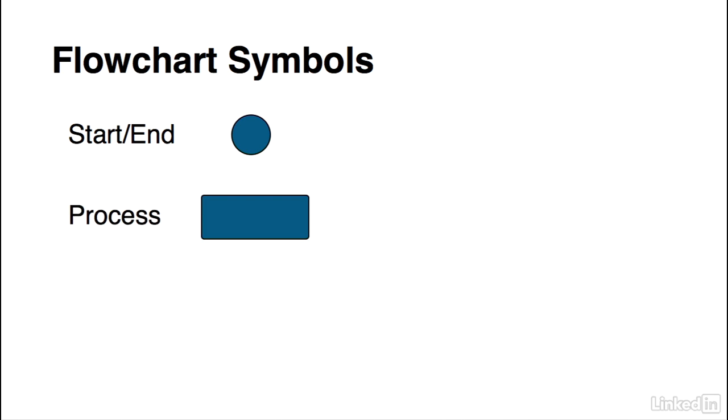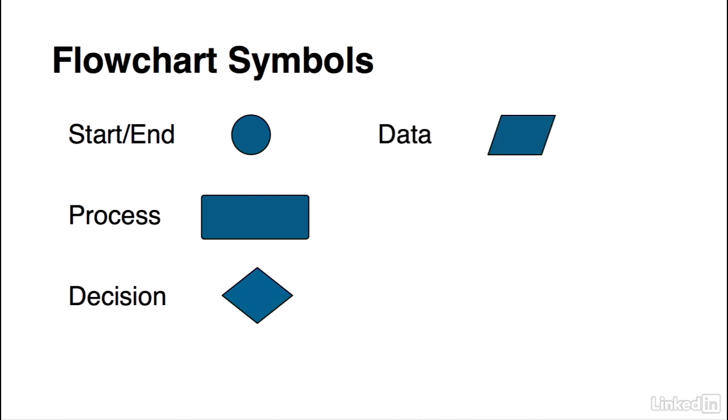Here are some of the basic symbols that we will be using during this course. The circle represents the start or end of a process. The rectangle is the process itself. The diamond is a decision, which can either be true or false. A lot of times we need something to represent data. And finally, we'll use this symbol to represent files.